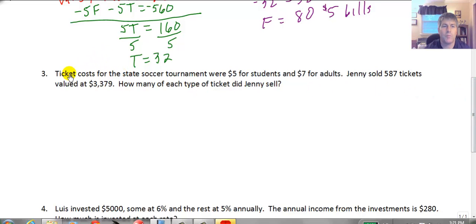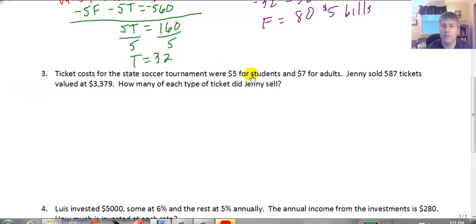On to our third word problem. Same kind of thing, different scenario. Ticket costs for the state soccer tournament were $5 for students and $7 for adults. Jenny sold 587 tickets valued at $3,379. How many of each type did Jenny sell?